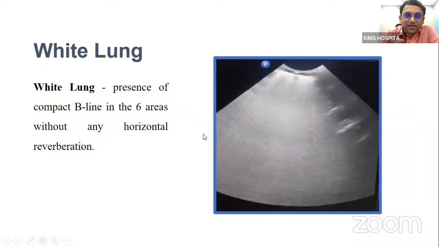If the lungs have a large amount of compact B lines in 6 areas, without any A lines, then we call it a white lung. With 2 or more compact B lines in alveolar-interstitial syndrome, here we have B lines in all 6 areas without any horizontal lines, and we are completely looking at a white-out lung. This is called a white lung.